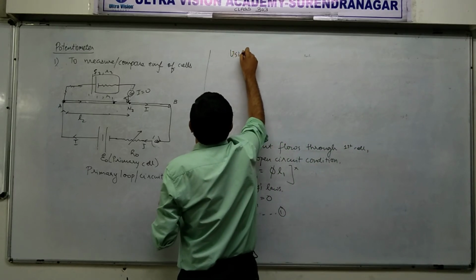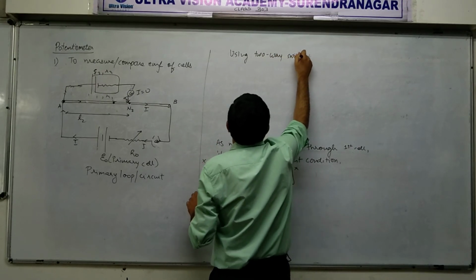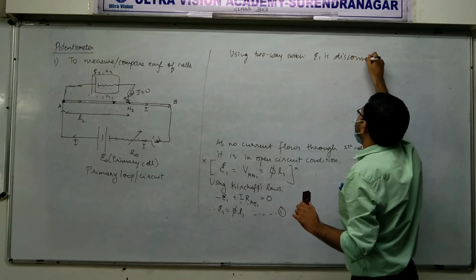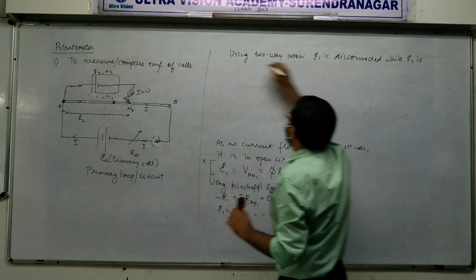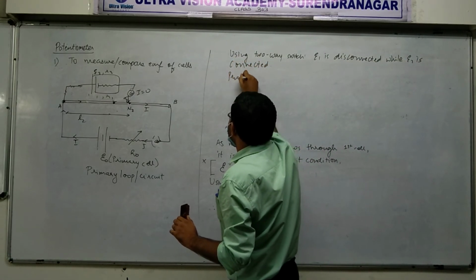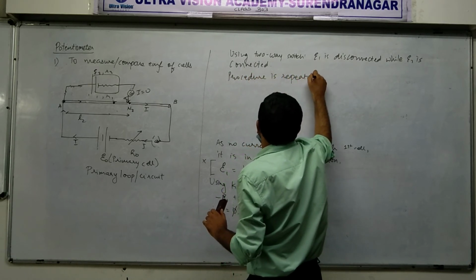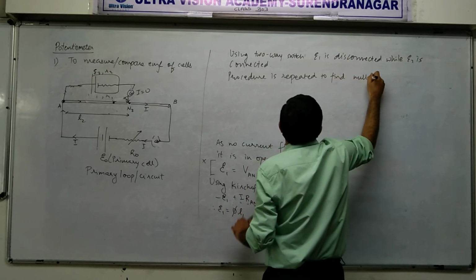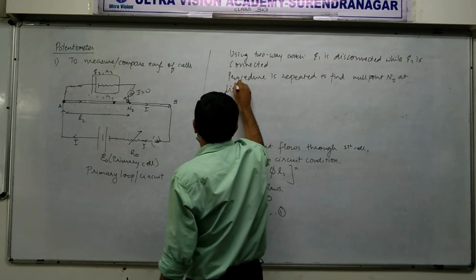Now, using the two-way switch, epsilon 1 is disconnected while epsilon 2 is connected. The procedure is repeated to find a new null point, null point N2, at distance L from A.